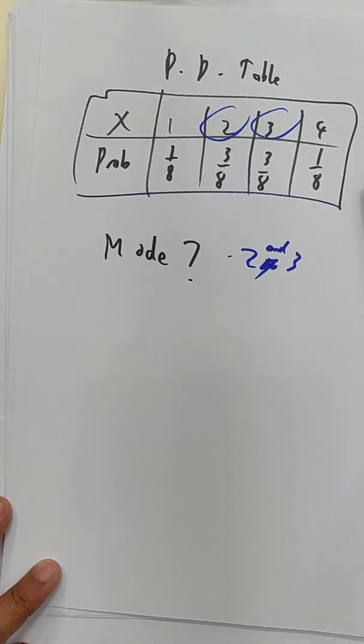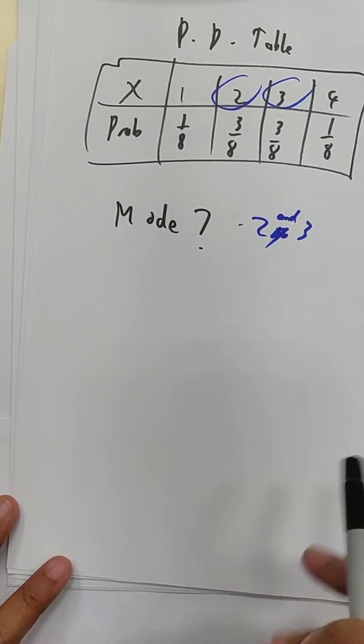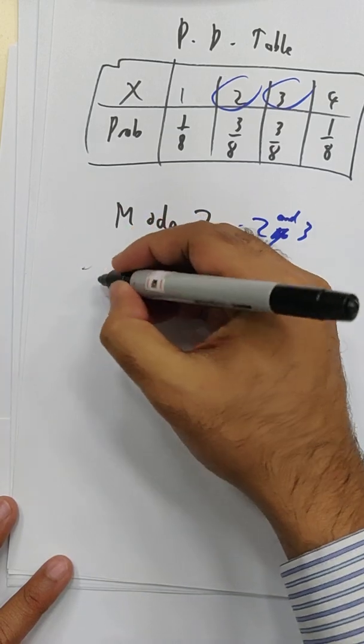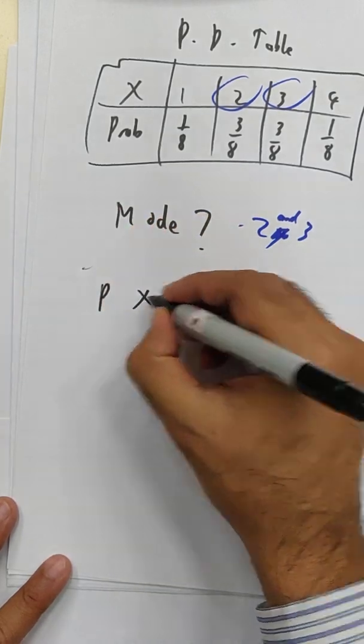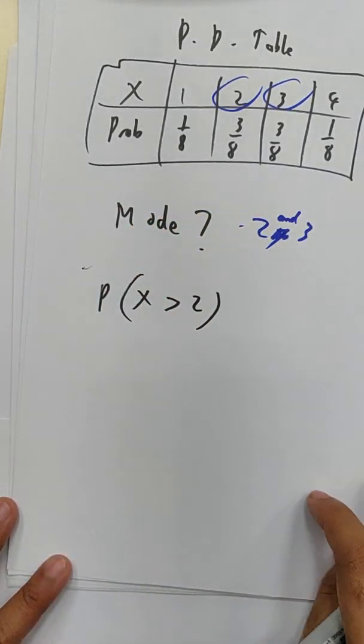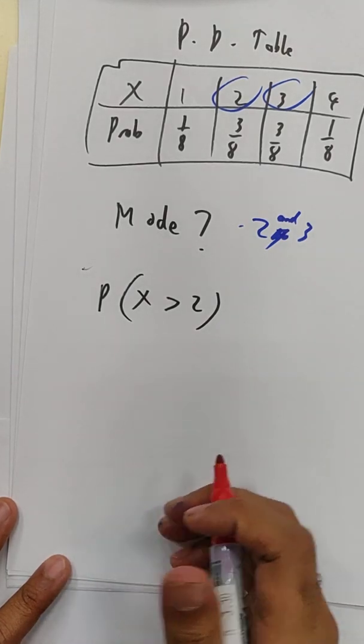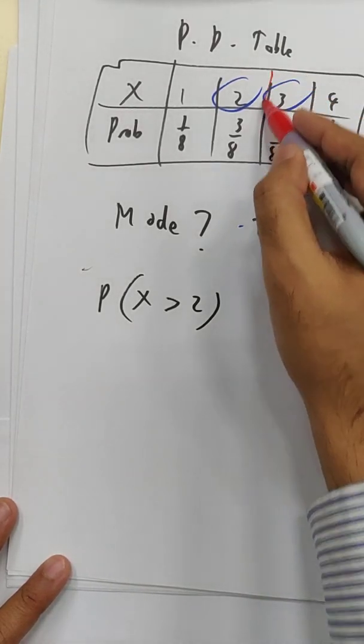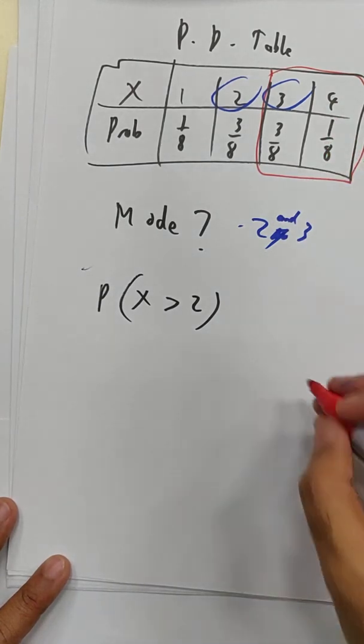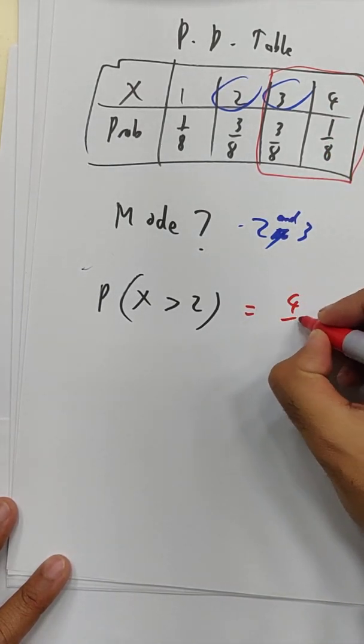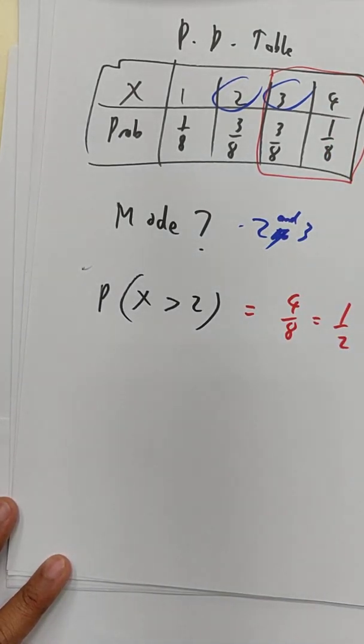Okay, let's say a few more things, testing you. What about for P(X more than 2)? If more than 2, which ones are they? 3 and 4. So the answer is 4/8 or 1/2 over here.